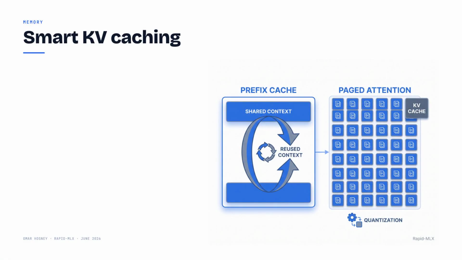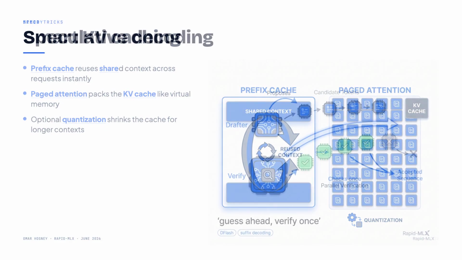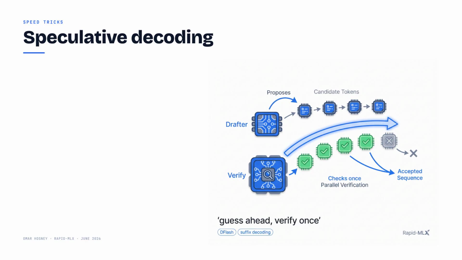To go even faster, Rapid-MLX is smart about memory. A prefix cache reuses shared context across requests instantly, so common prompts are nearly free. Paged attention packs the key value cache like virtual memory, avoiding waste, and optional quantization shrinks that cache to fit much longer contexts. It also ships advanced speculative decoding.